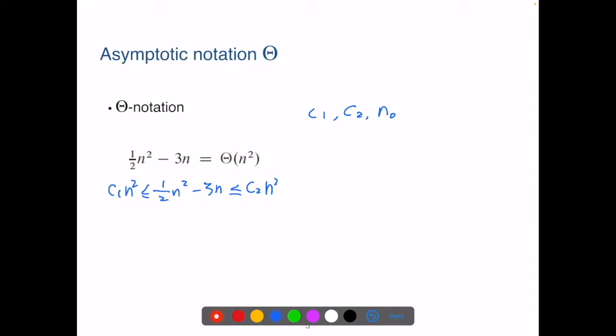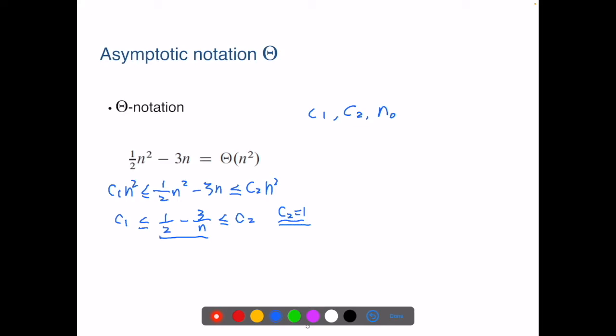So how to prove that? First, we can divide all the terms by n squared. Then we can get this. So we all know n is a positive integer. So we can now know instantly that, for example, we can choose C2 as 1 because this can never be greater than 1. And in fact, it will never be greater than 1 over 2. Okay, so now we have found an example choice of C2.